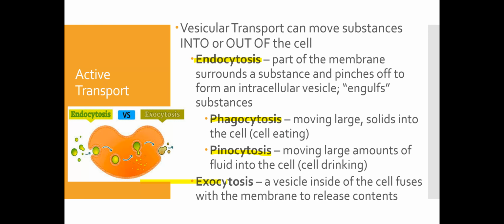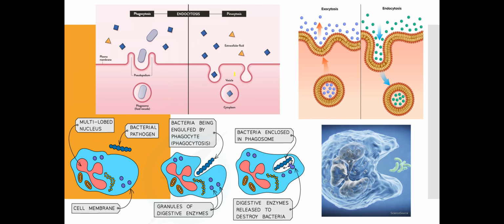And then exocytosis is just going to be the opposite. This is when the cell is expelling or releasing contents. So the vesicle will fuse with the membrane and release the contents to the outside of the cell. And here you have some pictures that represent your endo and exocytosis. So once again, endo is bringing in a vesicle, exo is expelling out from a vesicle.